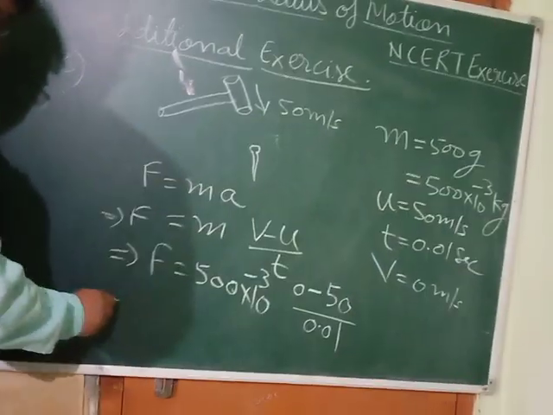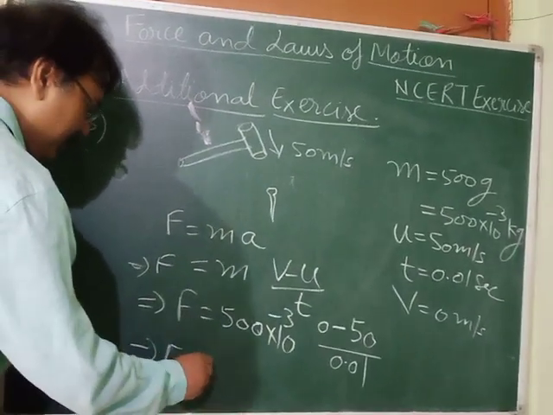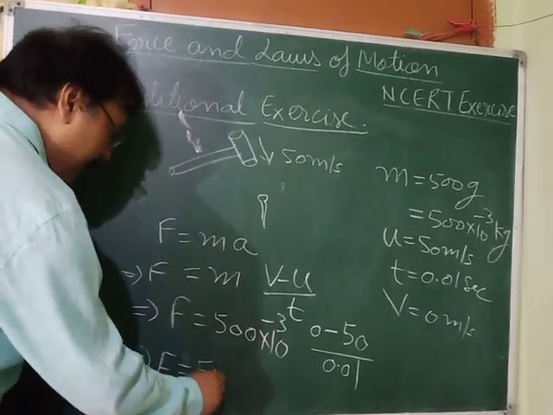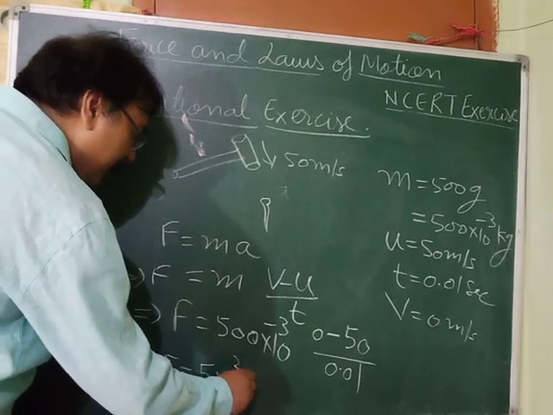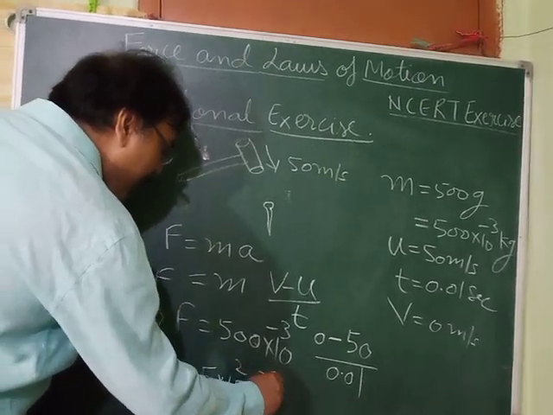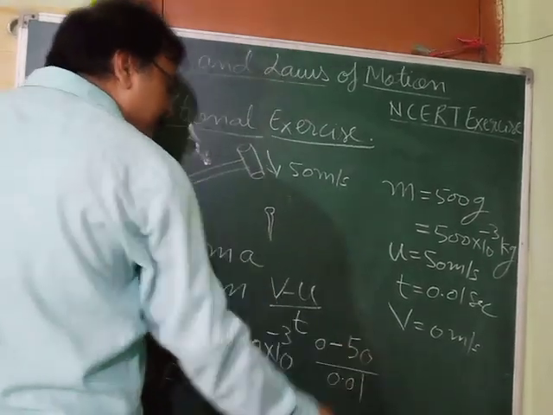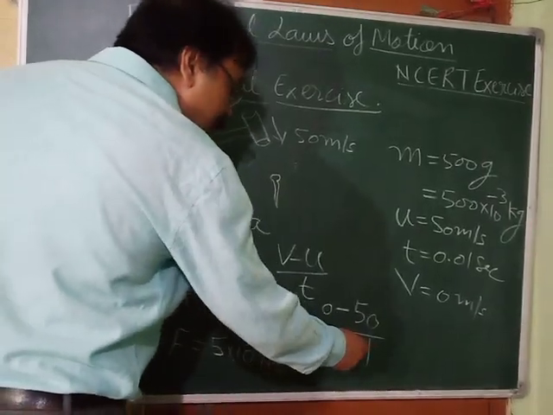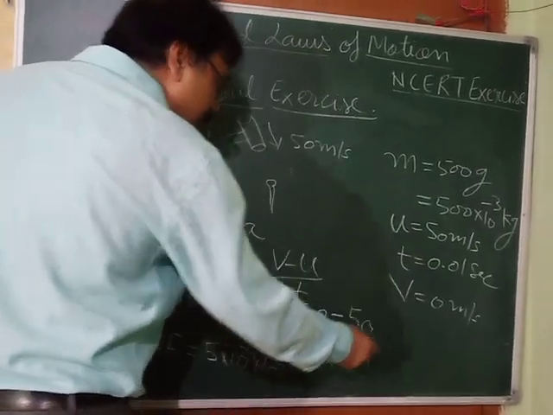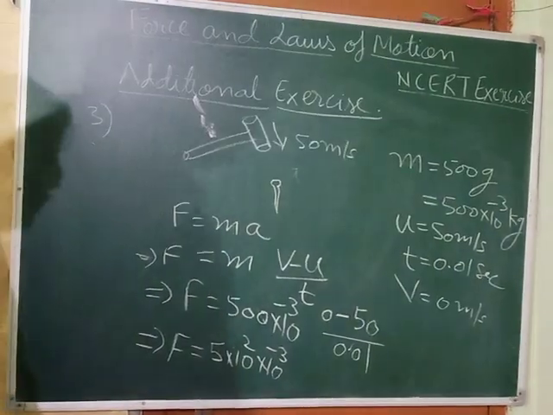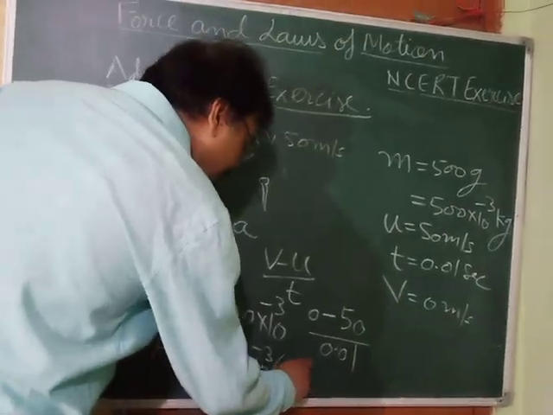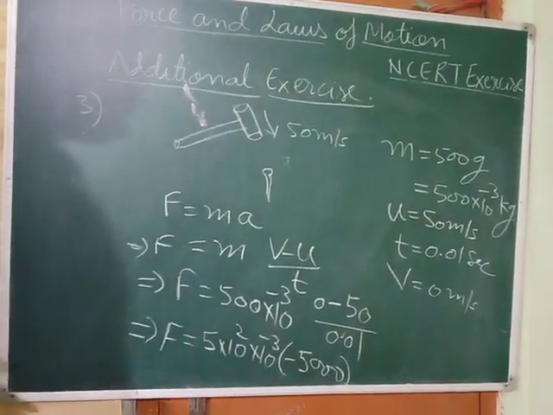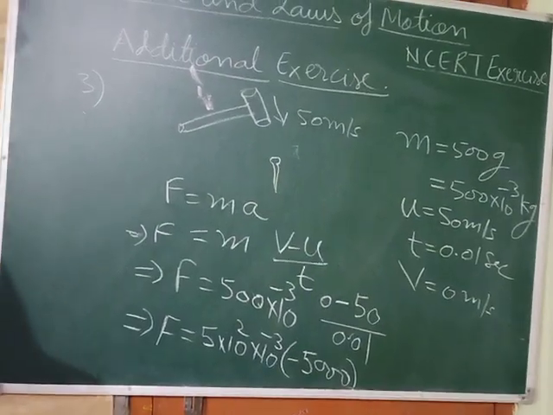Now what you will get? See here, F is equals to, this is 500. Can we write it 5 into 10 raised to the power 2? And this is 10 raised to the power minus 3. 0 minus 50 is minus 50 only. So minus 50, and this two places are there. So we can remove this decimal and we can add 2 zeros. So what we will get? 5000 by 1. So we can write here minus 5000 by 1. Why we did not write 1? We don't write 1 actually. So we are getting this.